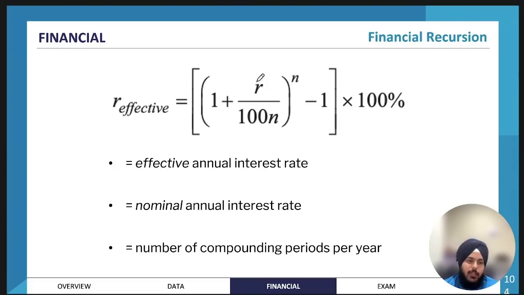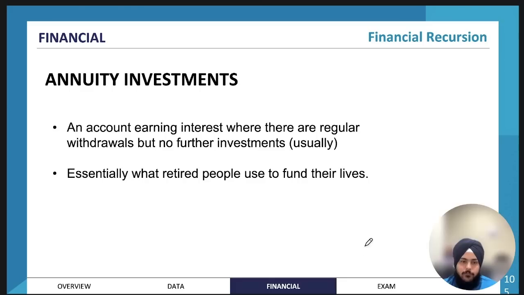This formula is in your summary data book. But again, you don't need to use this because you have an interest conversion menu on your calculator. If we're using this formula, R is just going to be the nominal interest rate. The N is going to be the number of compounding periods a year. So is it weekly? Is it monthly? Is it fortnightly? And so on and so forth. And then R effective is just going to give us your effective interest rate.